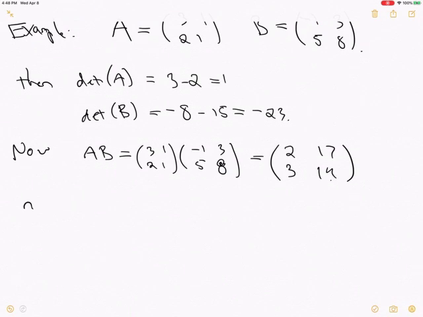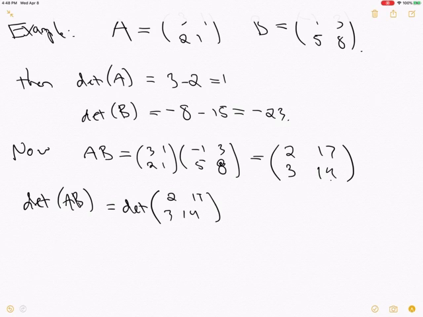So now that we have that, let's just calculate the determinant of AB. So that's the determinant of this 2 by 2 matrix, 2, 17, 3, 14. And again, what is that equal to? That's 2 times 14 is 28, minus 3 times 17, which is 51, and that's equal to minus 23. Hopefully I didn't make a mistake, I'm bad at arithmetic.